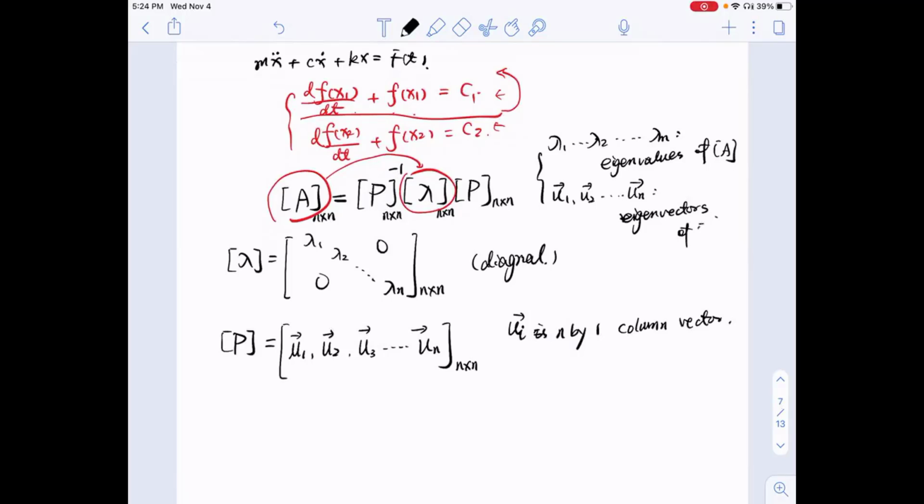So lambda 1 and U1 have a one-to-one correspondence. That means for a given eigenvalue, you find the corresponding eigenvector. So once your lambda 1, lambda 2, lambda n are organized in this lambda matrix, you cannot switch the order of your U's. They should be coupled in the right order.